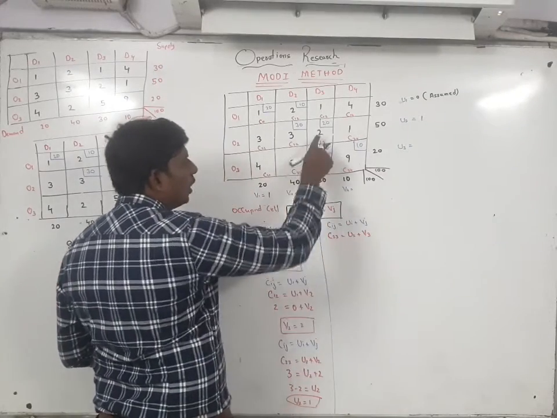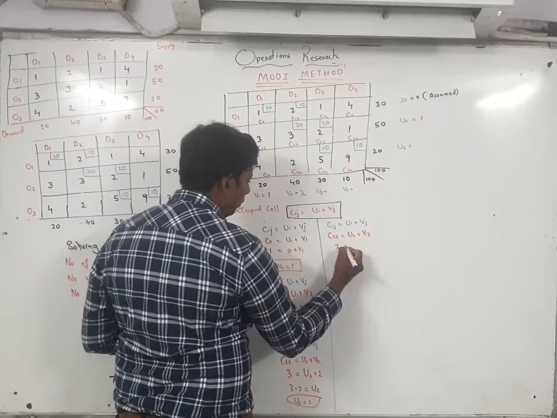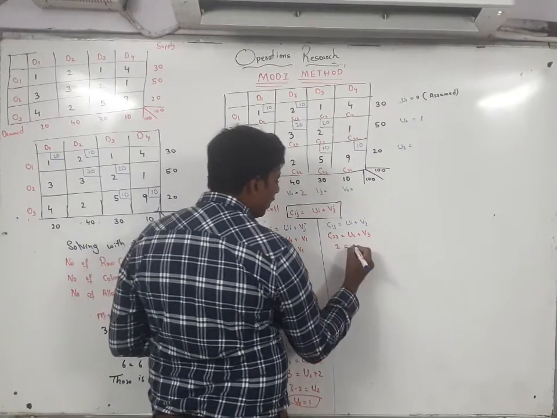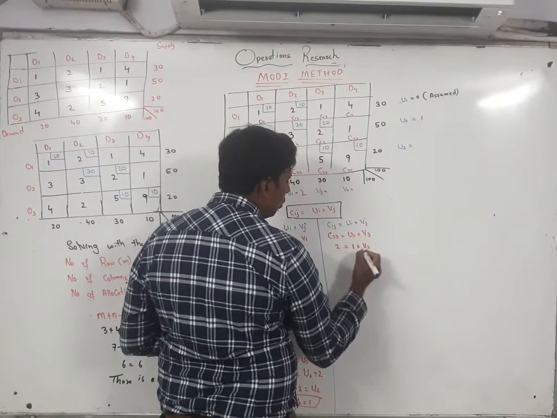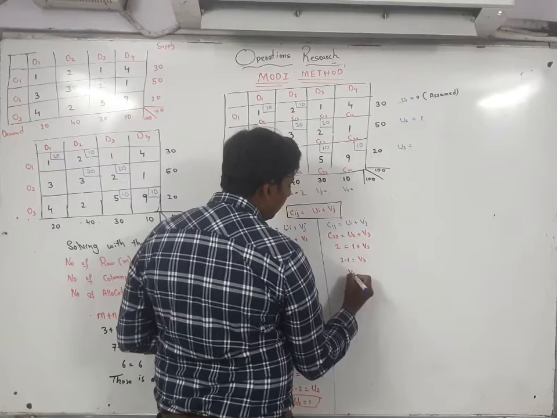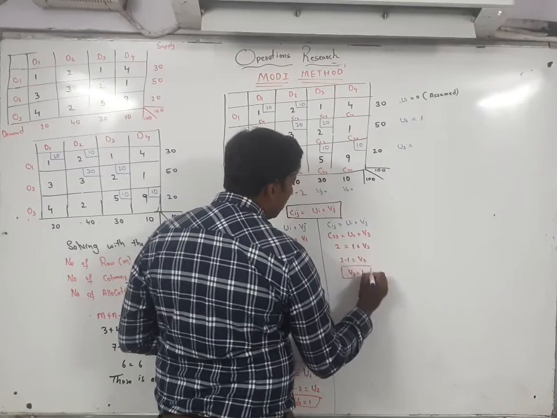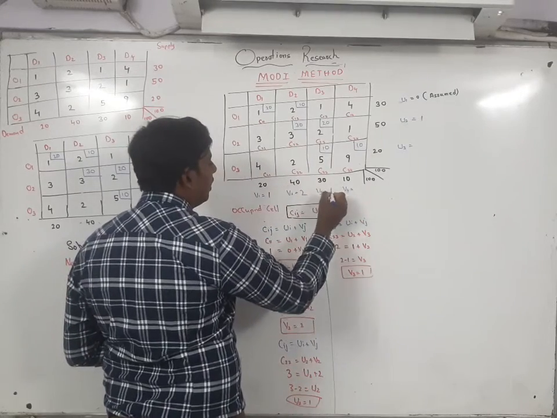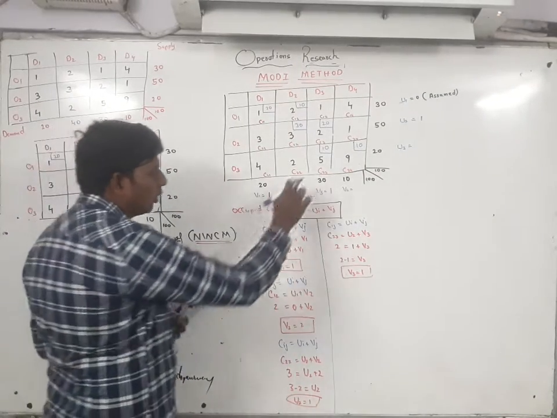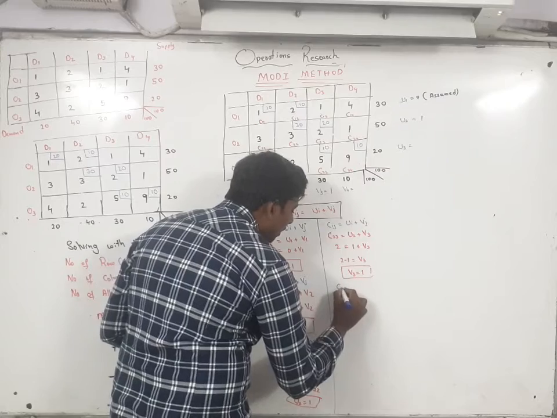So C23, how much value is there? 2 is equal to U2 value. How much is the U2 value? U2 value is 1. V3 you don't know. 2 minus 1 is equal to V3. V3 value is equal to 1. Like this, again you have to find out the next occupied cell.